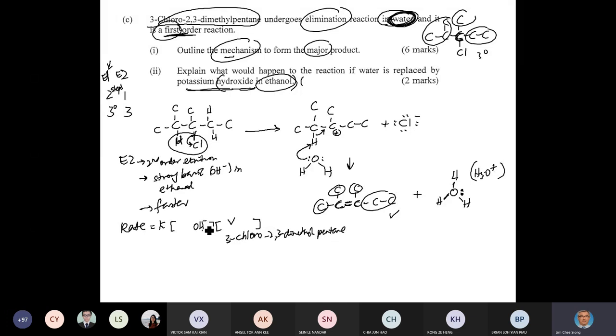Okay, remember this is under what we call E2. So you have to involve two of the reactants to show the rate. But if let's say E1, you don't need to write anything else, you just write down rate equals k followed by what? Followed by this compound.